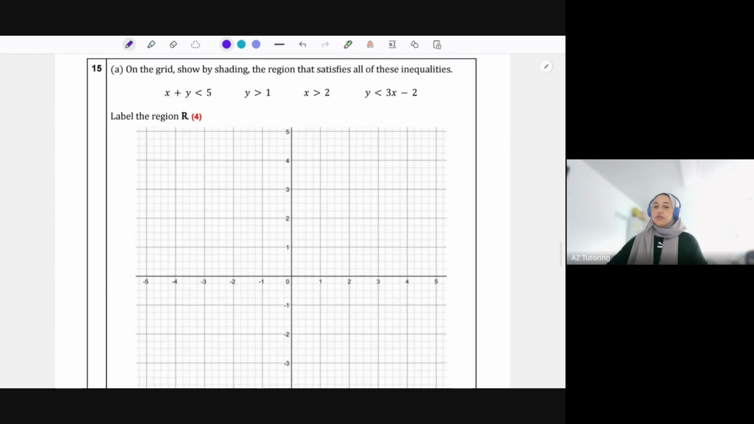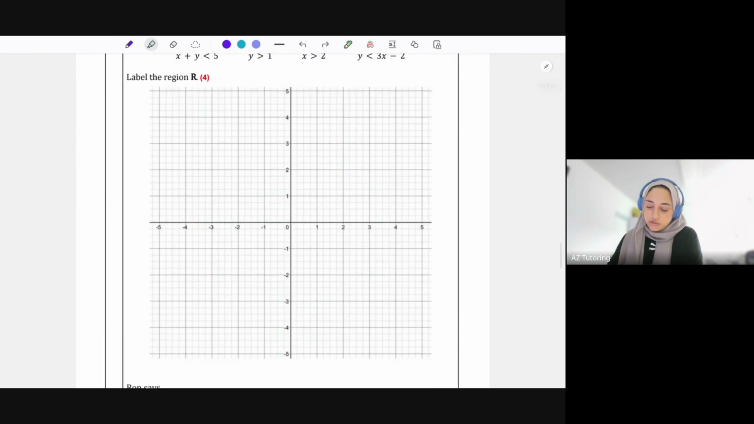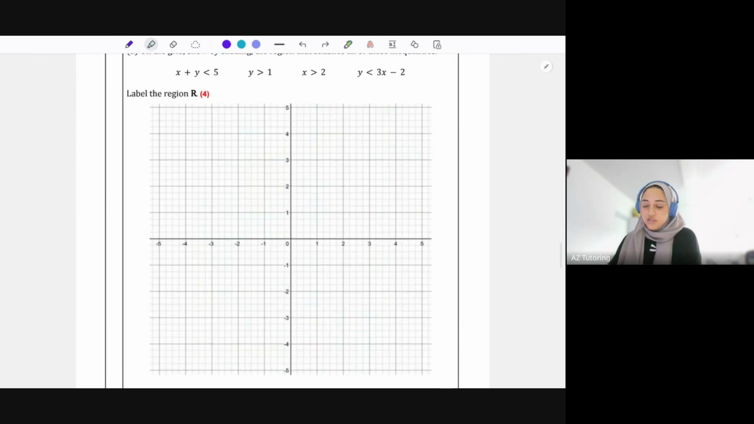Okay, question 15. It says on a grid, show by shading the region that satisfies all these inequalities. So we've got 4 inequalities here, and label the region R. So we're going to have to draw these 4 onto the graph, and then we'll start shading.